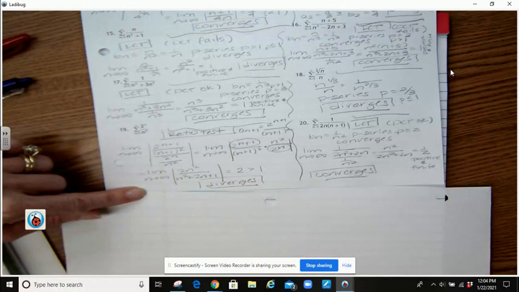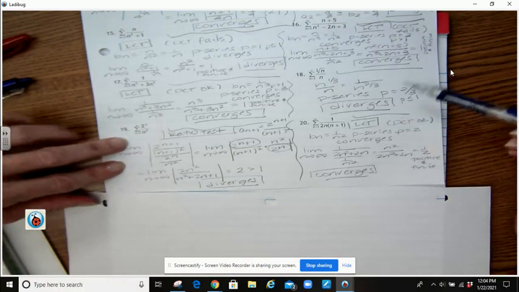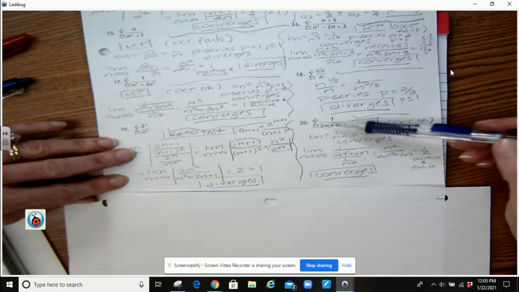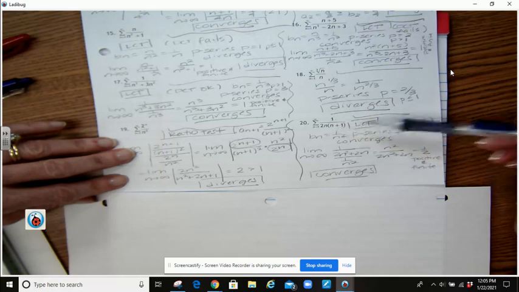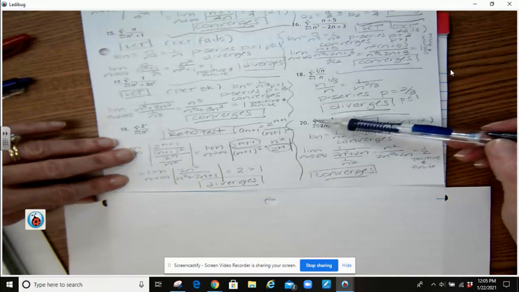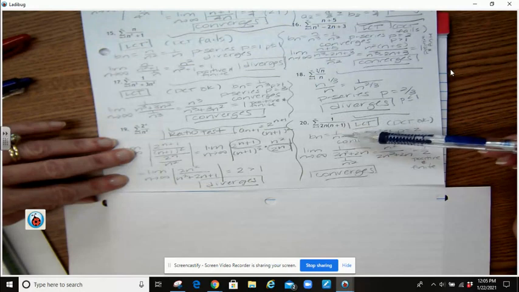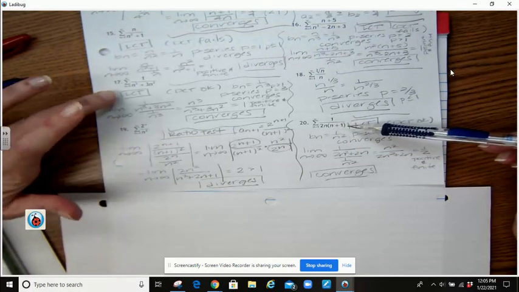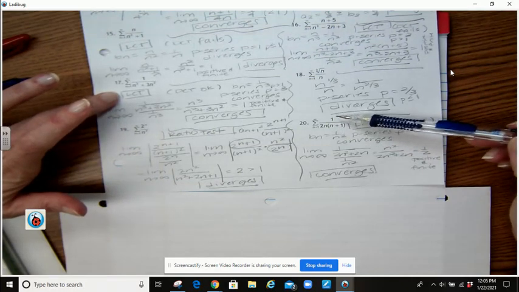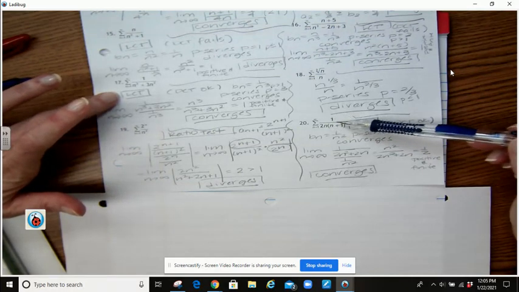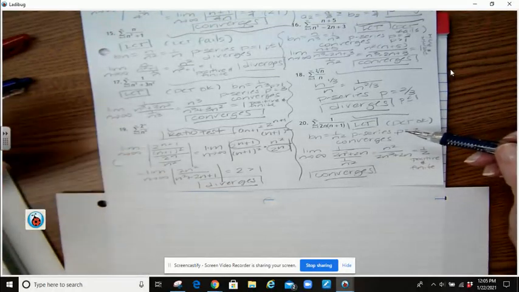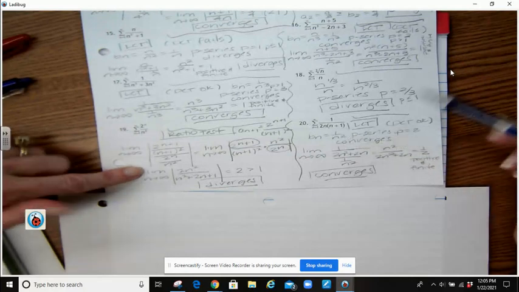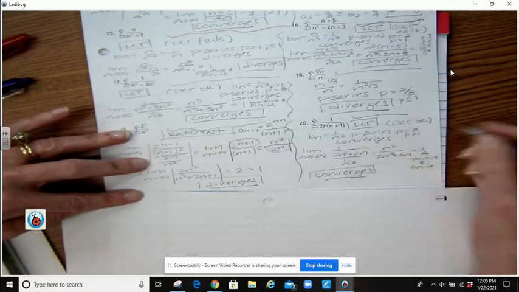And then for number 20, I use limit comparison test. If you multiply that denominator out, it's not exponential, so you're not going to compare it to a geometric series. If I multiply that bottom out, 2n squared plus 2n, it's going to be similar to 17. So you do want to multiply it out to figure out that you're going to cover up the 2 and the 2n, and you're going to compare it to 1 over n squared, which is a p-series where p is 2. If p is greater than 1, it converges.